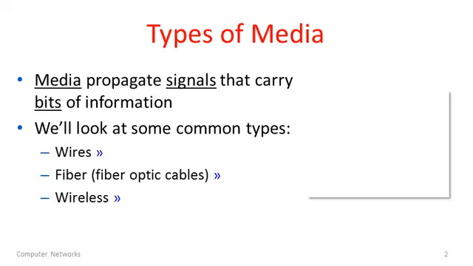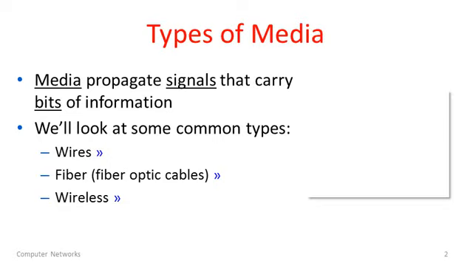So what type of media do we have? Media propagates signals that carry bits of information. Unfortunately, we live in a world where this media is heavily wanted by a lot of people, who want information across these signals the second they want it. So we're going to be looking at the wires, the fiber optic cable, and then the wireless.